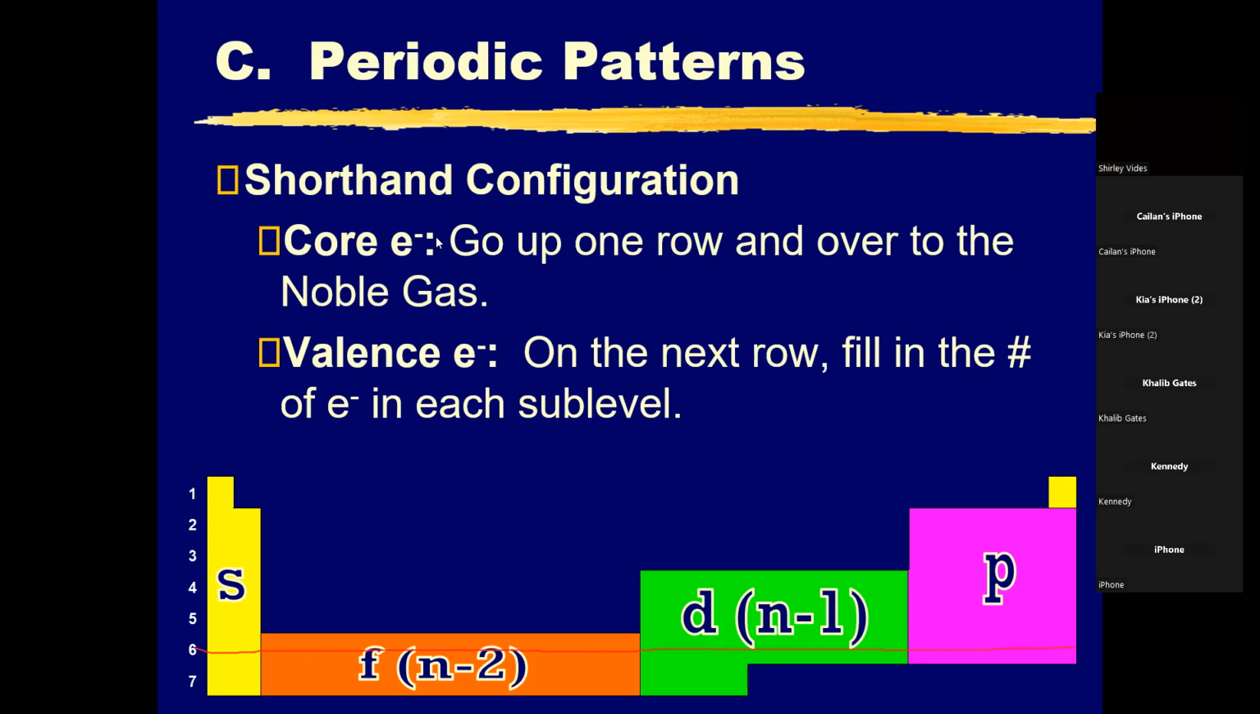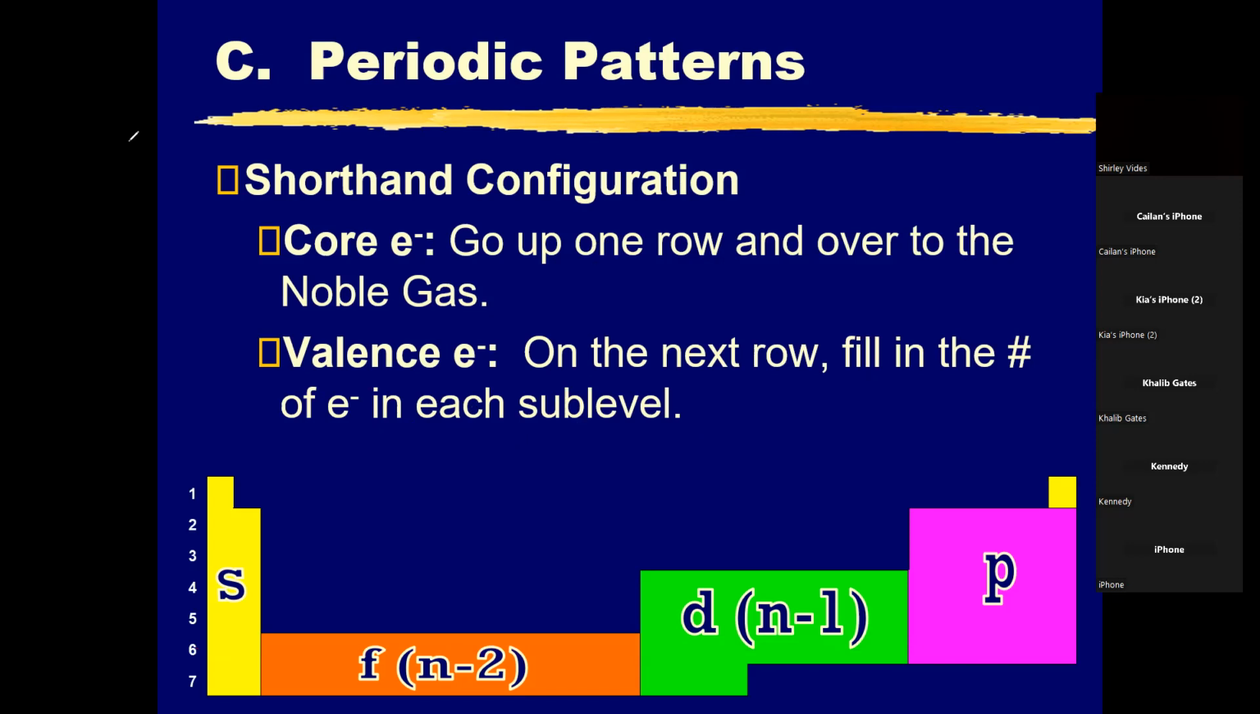All right, so look what it says. Go up one row and over to the noble gas. Okay? And then on the next row, fill the number of electrons in each sublevel. So following those rules, let's do some practice.